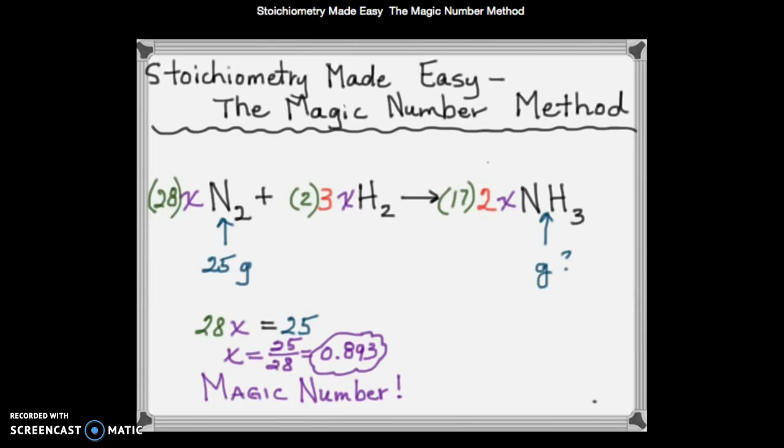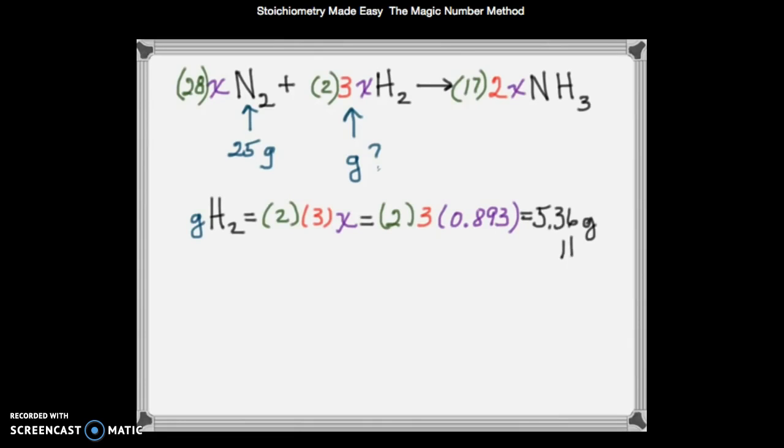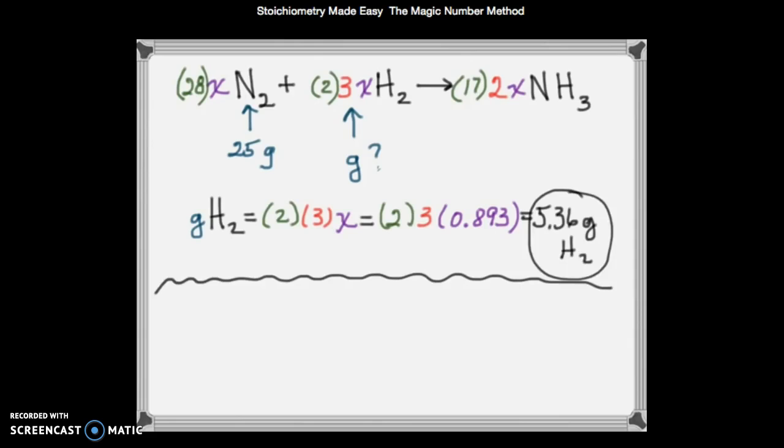You want to know about ammonia. So, 17 times 2 times x. We know x, it's 0.893. You get 30.36 grams of ammonia. What if you wanted to know the grams of hydrogen that you need instead? Do it the same way. The grams of hydrogen would be 2 times 3 times x. Put in our magic number, 5.36 grams of hydrogen.